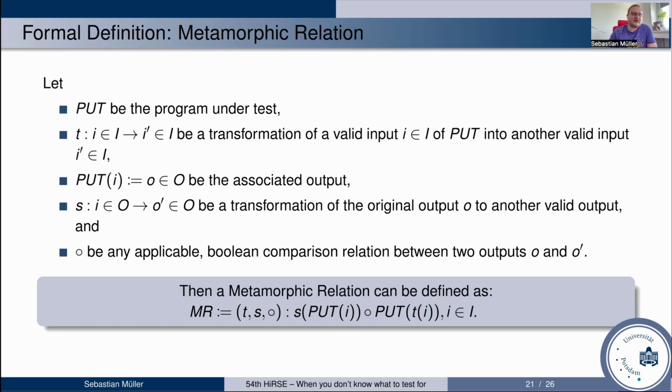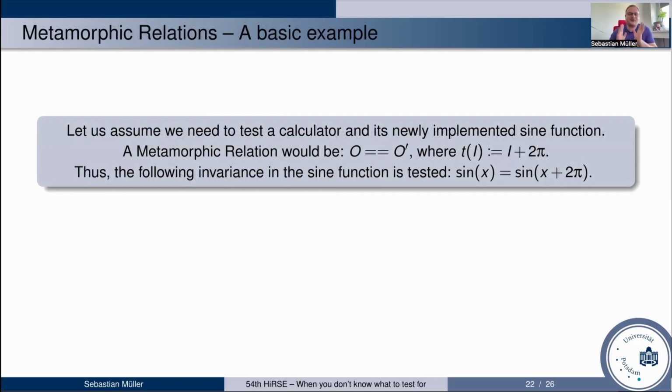This might sound very confusing for a lot of you, so let me go back and give you a basic example. Let us consider we are required to write a calculator and test the calculator's newly implemented sine function. From our math classes back in high school, we might know that whenever we take our input and add 2π to it, the output of the sine function should be the same, because the sine function, as we all know, is a periodic function.